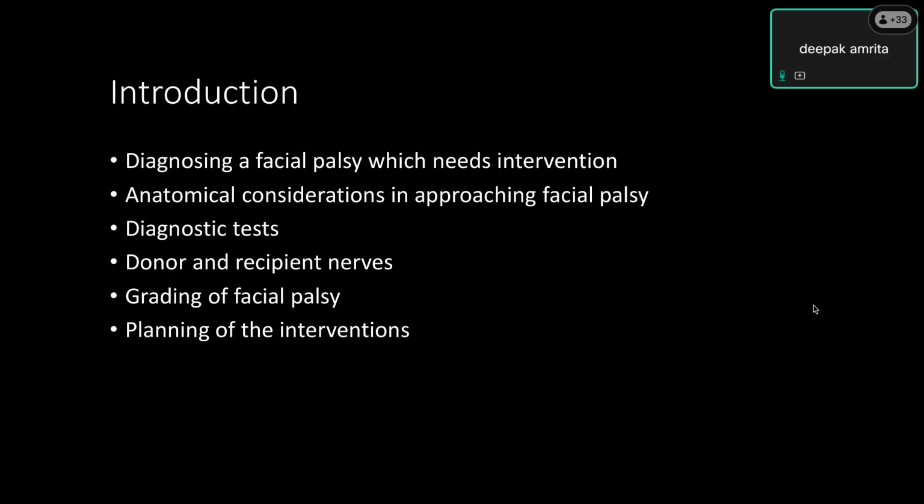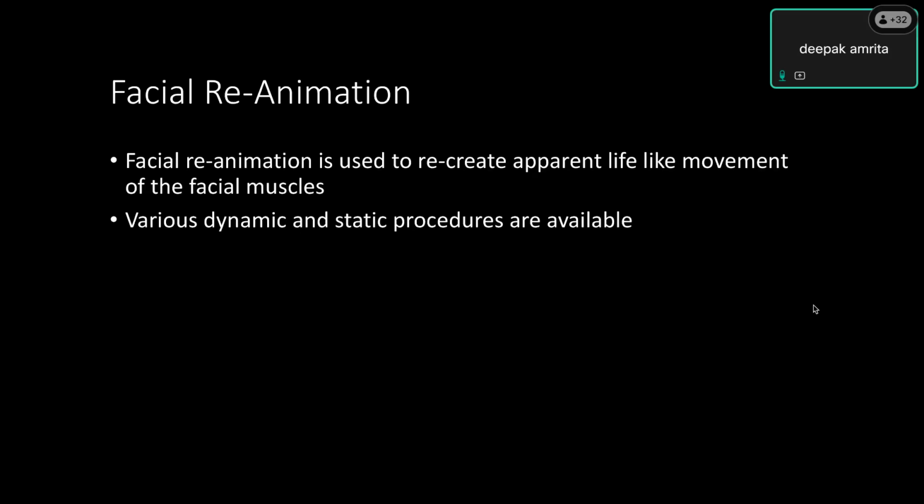What are the donor and recipient nerves that we use for facial reanimation? How do you grade facial palsy? And how do you plan the interventions? So if you want the definition, facial reanimation is used to recreate apparent lifelike movement of the facial muscle. And there are various dynamic and static procedures that are available.